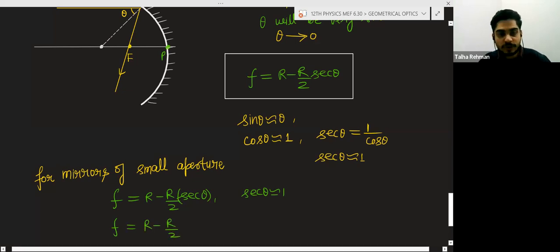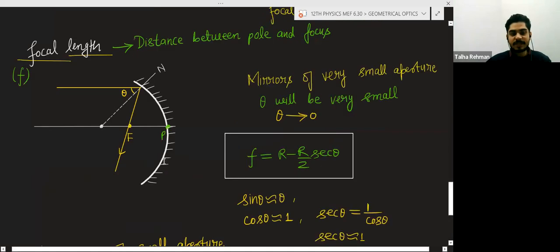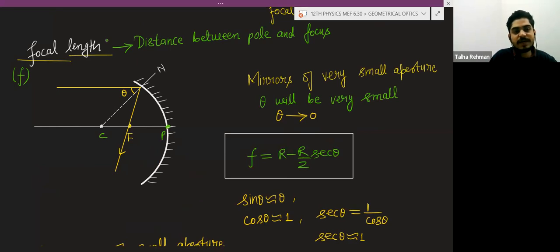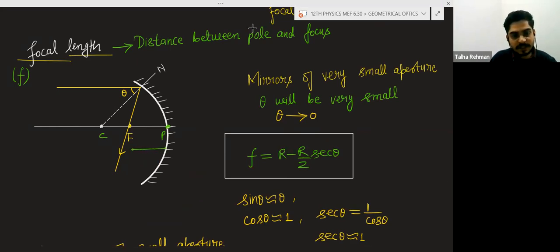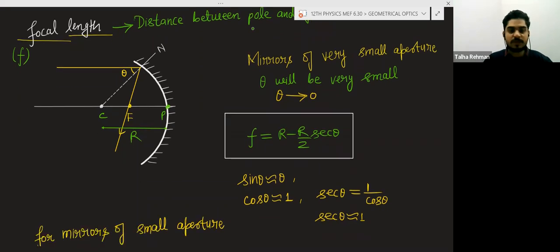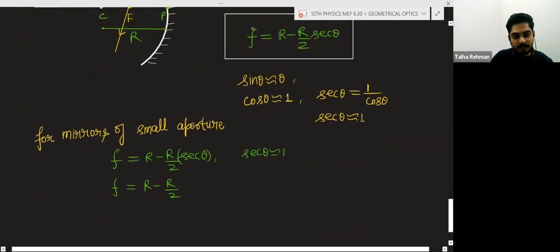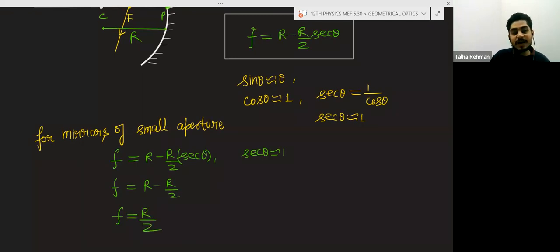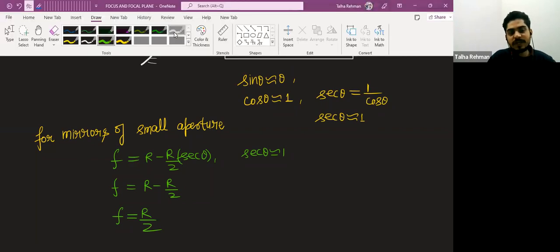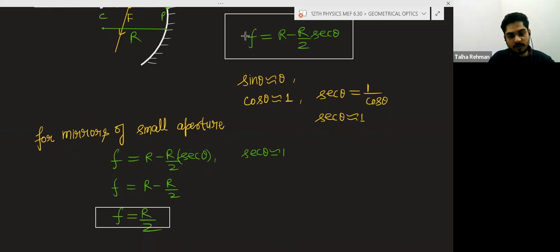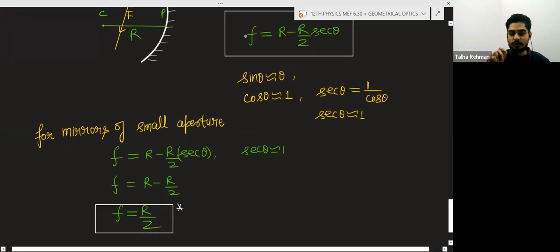I have not told you what R is. Earlier I told you, R is the radius of curvature. Basically the distance between the pole and the center of curvature is the radius of curvature R. So R minus R by 2, so focal length is equal to R by 2. So focal length is half of the radius of curvature for mirrors of small aperture, and mostly we will study mirrors of small aperture. So this formula is very important. You should know focal length is half of the radius of curvature.